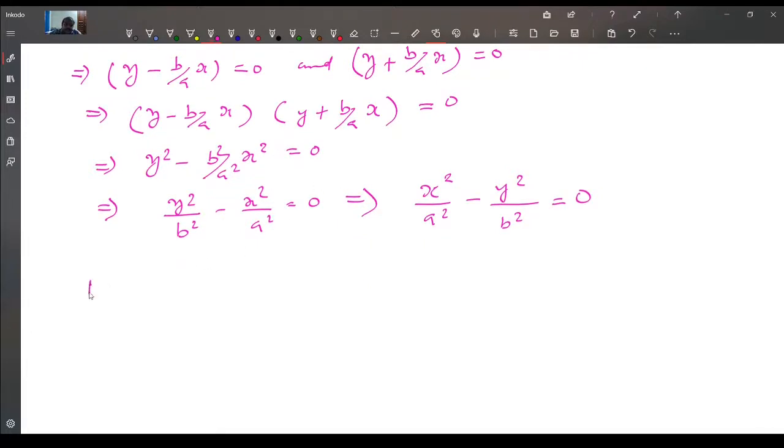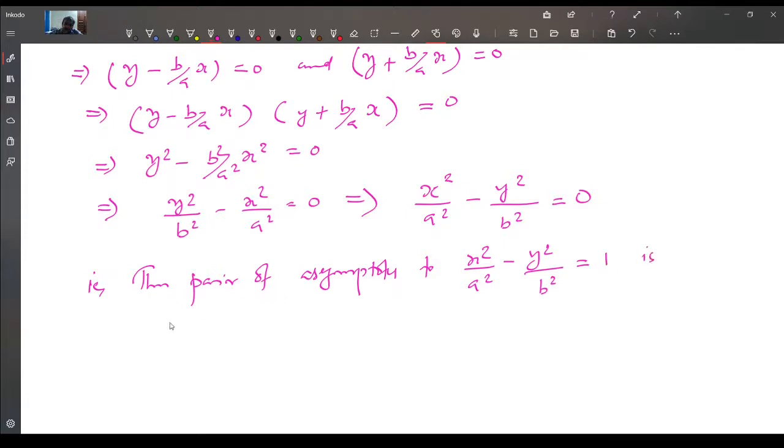That is, the pair of asymptotes to x square by a square minus y square by b square equal to 1 is given by x square by a square minus y square by b square equal to 0.